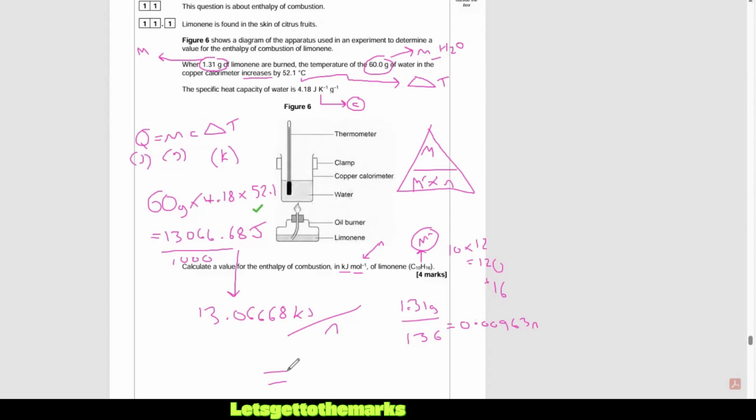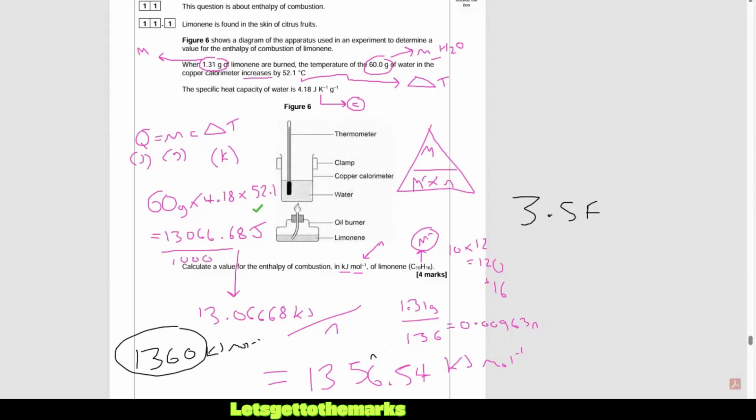13.06. So 13.06668 divided by the moles equals 1,356.454, and that is kilojoules per mole. Now, they're going to want 3 sig figs, so if they don't tell you, then do it to 3 sig figs. Round this to 3 significant figures, that is greater than 5, so we're going to take that up to 1360, and I'm going to give my final answer as 1360 kJ mol^-1. Boom! And that's going to get you 4 marks.